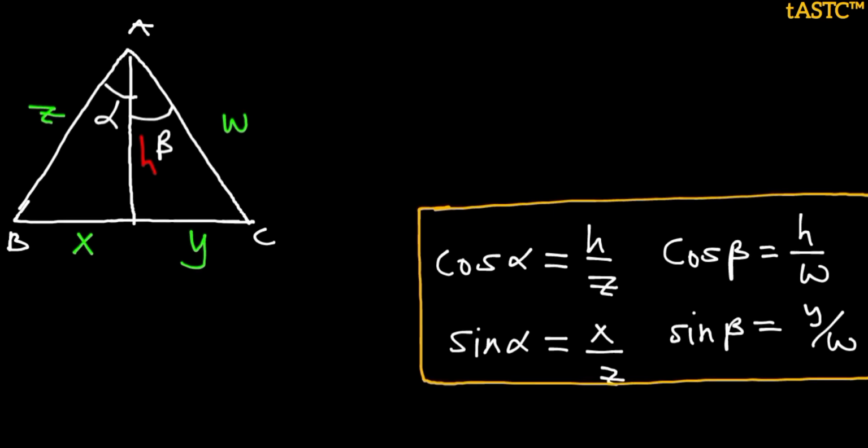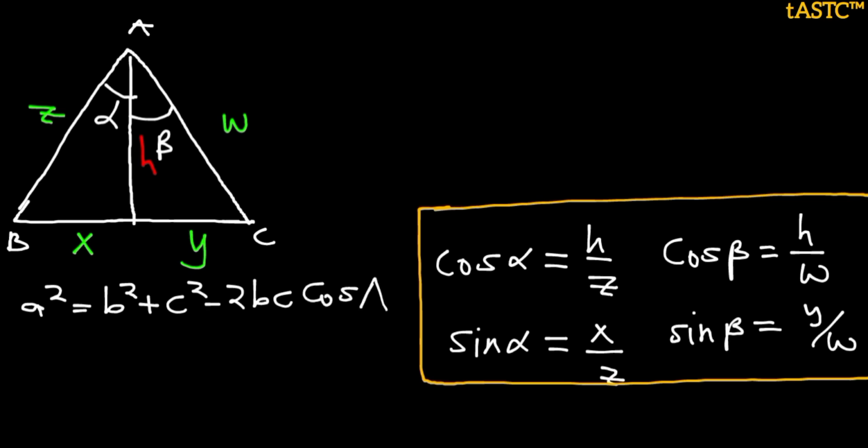Now you need to know that we could also have the cosine rule to be used. So which cosine rule are we going to use? The first one we got is a squared is equal to b squared plus c squared minus 2bc cos A. You could also have it as b squared.